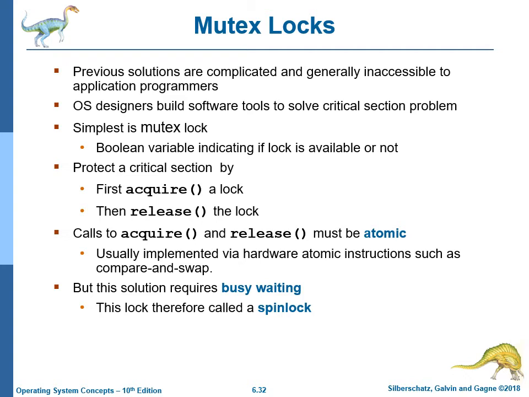Mutex is in fact short for mutual exclusion, and it is combined with a lock. So we use the mutex lock to protect the critical region and to prevent race conditions. In a mutex lock, there is a boolean variable that indicates whether the lock is available or not. So the mutex will indicate whether the lock is available or not.